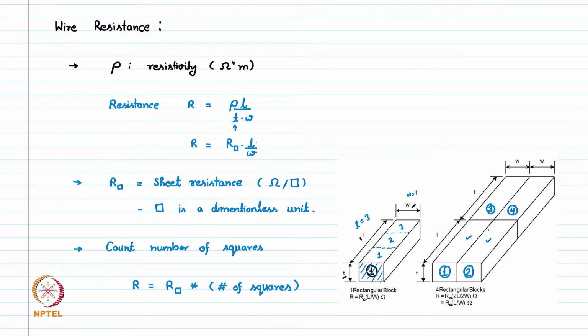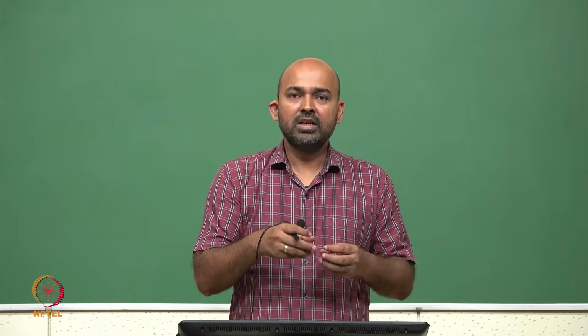Overall, the resistance of these 4 rectangular blocks is exactly the same as one rectangular block, because we added one in parallel and added 2 in series for both of them. So the effective resistance is nothing but R square into 2 length, L plus L, which is 2L, divided by 2W, which comes out as R square into L upon W, similar to the very first one. So here we saw that we can change the resistance of a wire by adding squares in series to increase it, or reduce the resistance by adding squares in parallel.